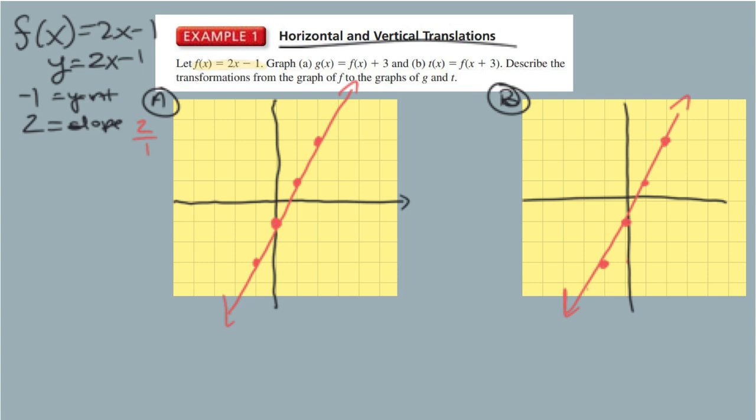All right, so now we're ready to do what? We are ready to explain or describe that transformation of A and B, the new lines. Here we have what? g of x equals f of x plus 3.